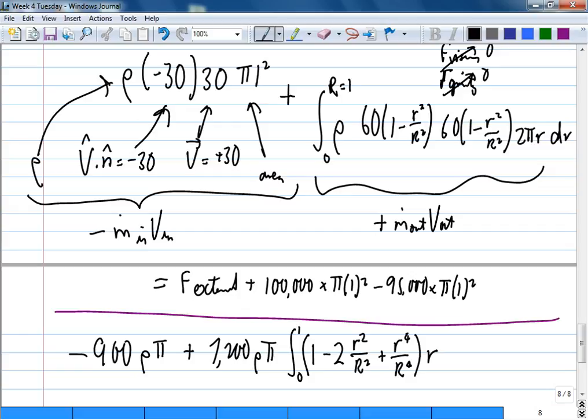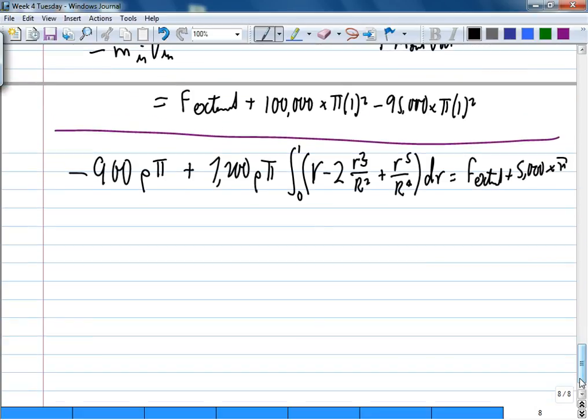Alright? And is that alright or not? So I choose to move this R inside. So I don't want to have it outside here. So this one becomes R, this one becomes R cubed, this one becomes R to the 5, dr. Okay, this small r is equal to F external plus 5,000 times pi. Okay or not? Is that alright? 100,000 minus 95,000, that's why I get 5,000 times pi. Okay, next step, integrate. So here minus 900 rho pi plus 7,200 rho pi.